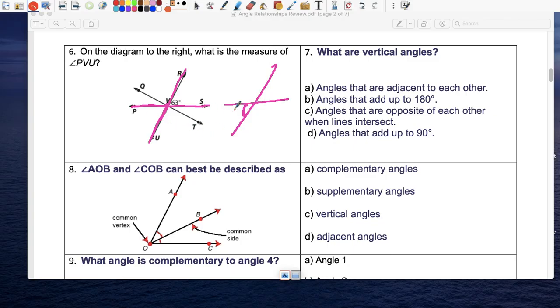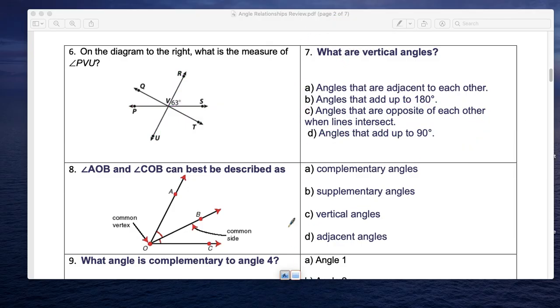Well, notice that it's two intersecting lines, which means they're vertical angles, and they're telling you this is 60 degrees, so that means automatically that this angle of interest is also 60 degrees. There's your answer. What are vertical angles? Angles that are adjacent to each other? No. Angles that add up to 180? No. Angles that are opposite of each other when two lines intersect. So here's a line, here's another line. If these two angles are opposite each other, and this measures 30 degrees, guess what this side would measure? Also 30 degrees. Correct answer, C.